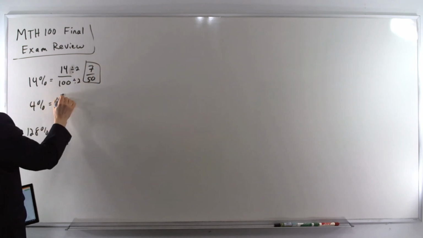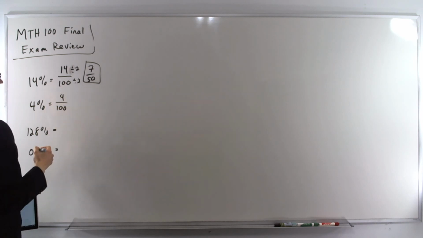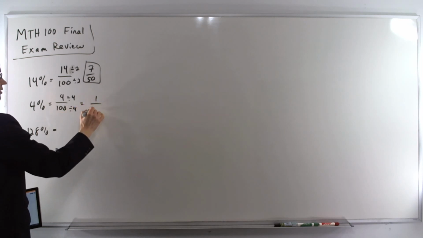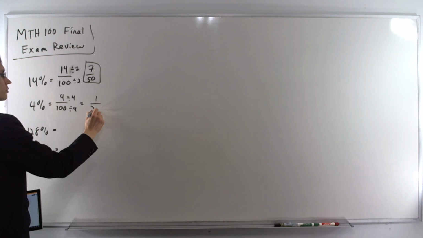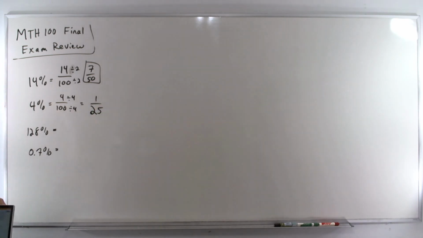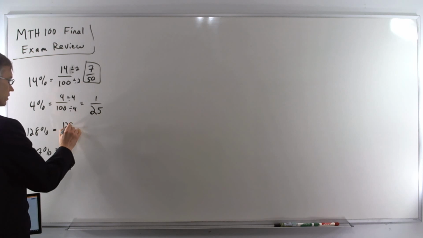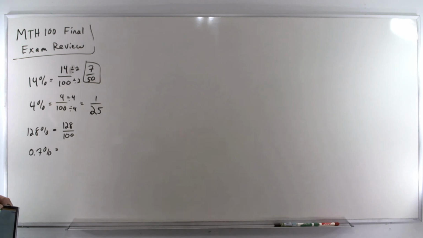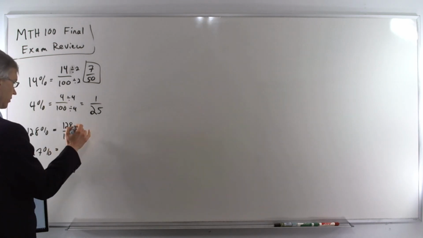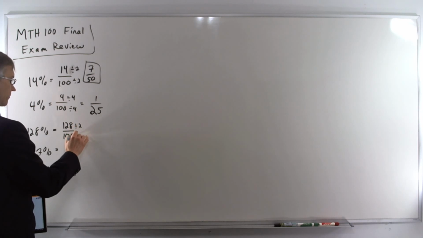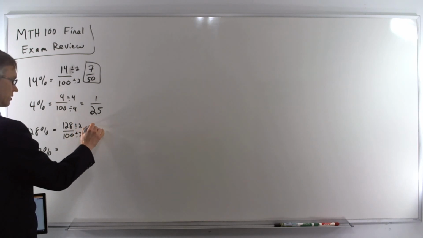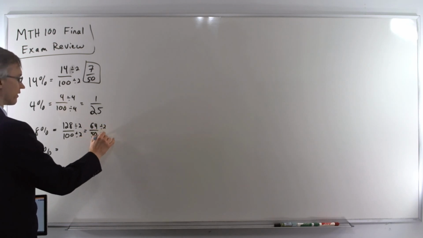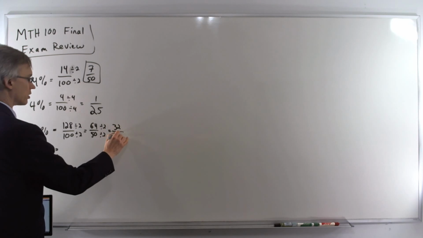All right, 4%. That'll be 4 over 100. And now we can divide both the top and bottom by 4 and get 1 over 25. Next up, 128%. Still over 100. It's okay, that's a bigger number on top. And now we can divide. What should we divide by here? Well, let's take it one step at a time. Divide the top and bottom by 2. We get 64 over 50. And we'll divide again and get 32 over 25.